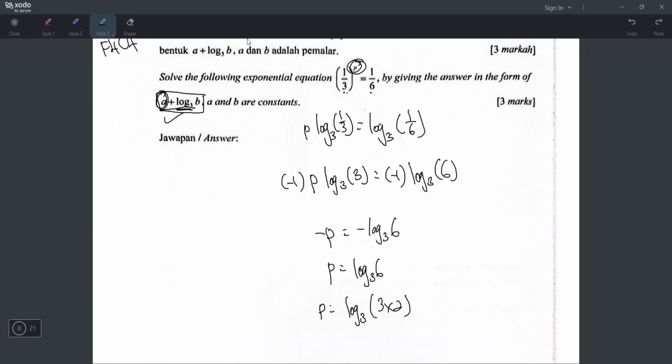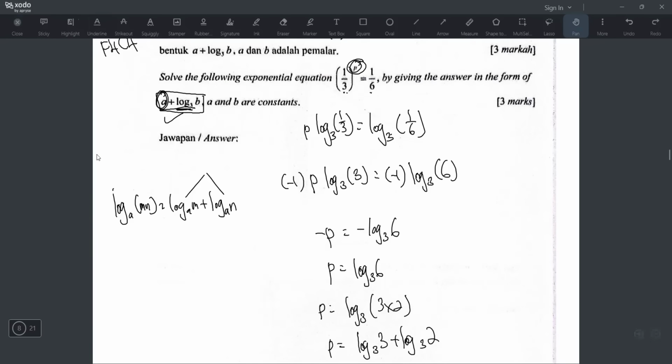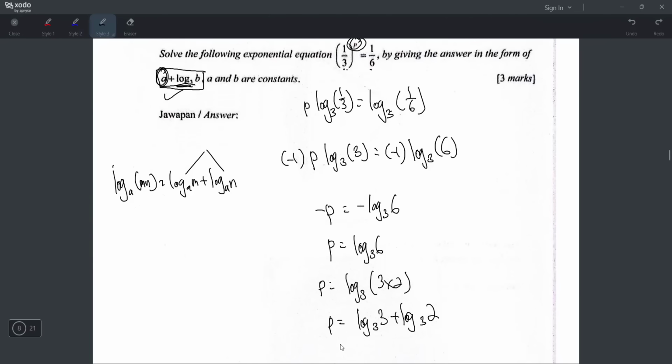Okay, so let me write down the formula. When you have log A of MN, you can separate it to become log A of M plus log A of N. So it means a single log of a product becomes separate logs added. So this is a single log times, right? So apply this formula, separate log plus log 3 3 plus log 3 2. And there you have it. That's your answer. P equals 1 plus log 3 2.